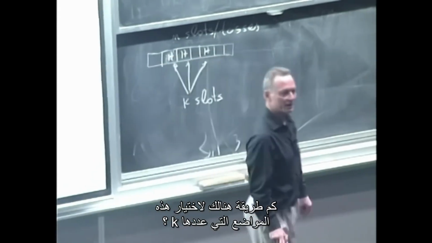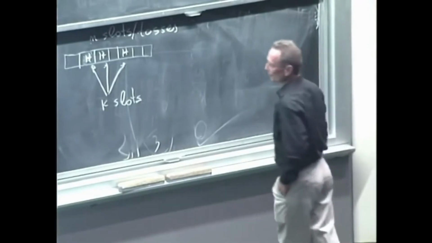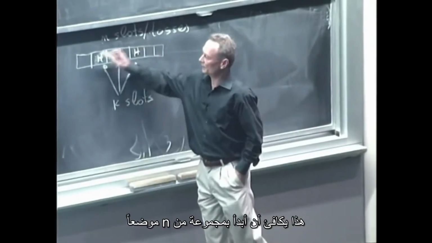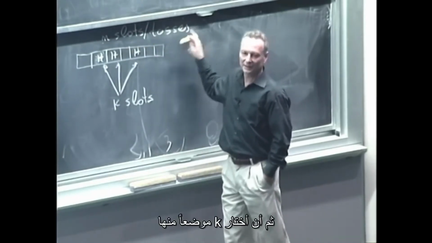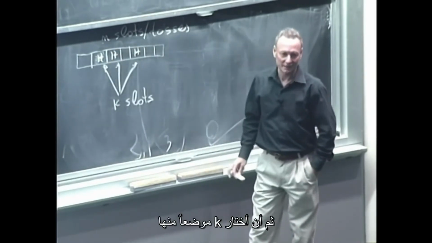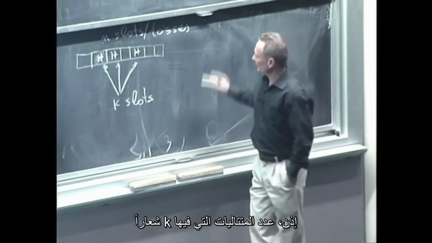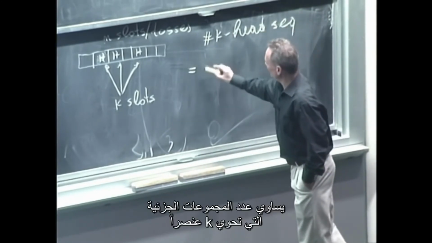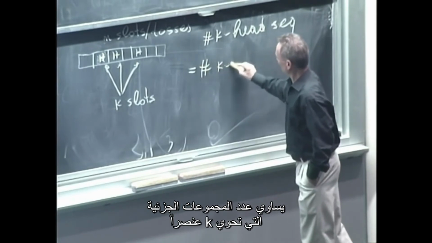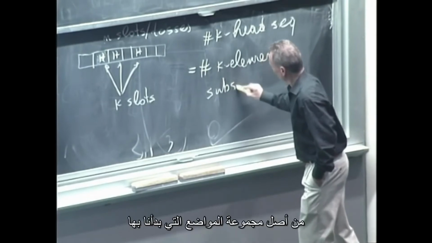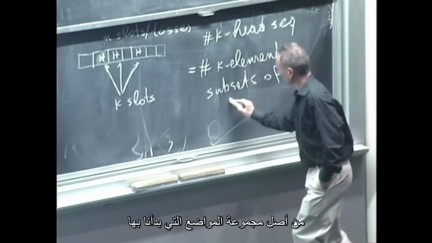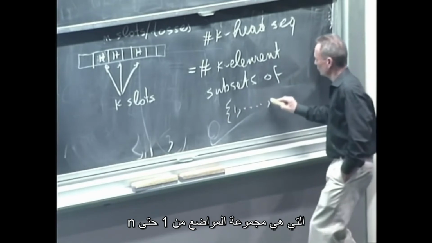In how many ways can I choose these k slots? Well, it's the question of starting with a set of n slots and choosing k slots out of the n available. So the number of k-head sequences is the same as the number of k-element subsets of the set of slots that we started with, which are the n slots 1 up to n.